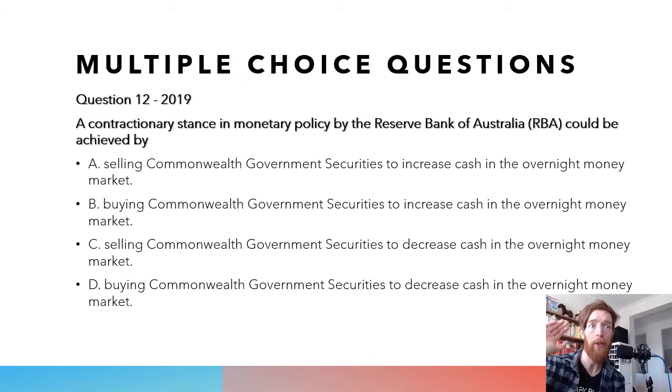So we're going to go into some multiple choice to start with. First up, we've got question 12 from 2019. A contractionary monetary policy by the Reserve Bank of Australia could be achieved by, and you've got your four options: A, selling Commonwealth government securities to increase cash in the overnight money market; B, buying Commonwealth government securities to increase cash in the overnight money market; C, selling Commonwealth government securities to decrease the cash in the overnight money market; or D, buying Commonwealth government securities to decrease the cash in the overnight money market.